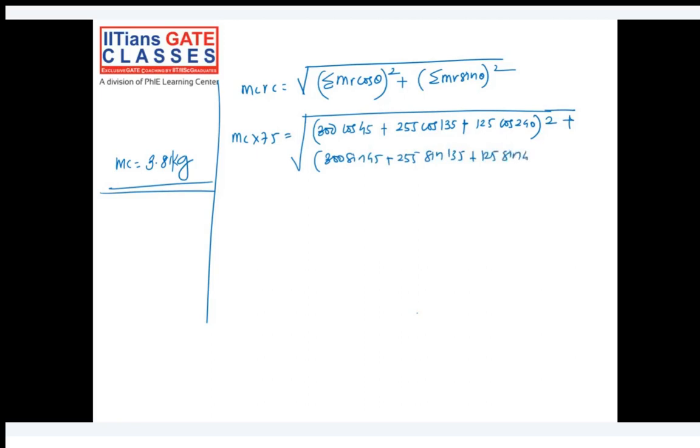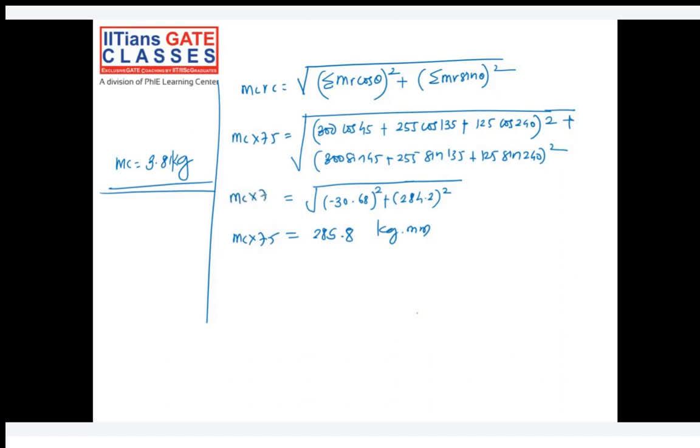whole square. If you solve this, what we'll get is under root of minus 30.68 whole square plus 284.2 whole square. Okay, so it's 285.8 kg millimeter you will get, and that is equal to mc into 75. So indirectly mc is equal to 3.81 kg you should get. Check it once again. It's not that difficult.